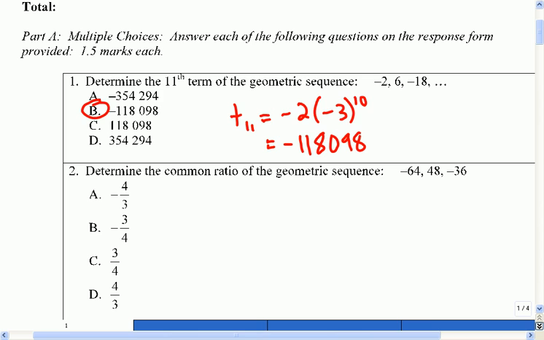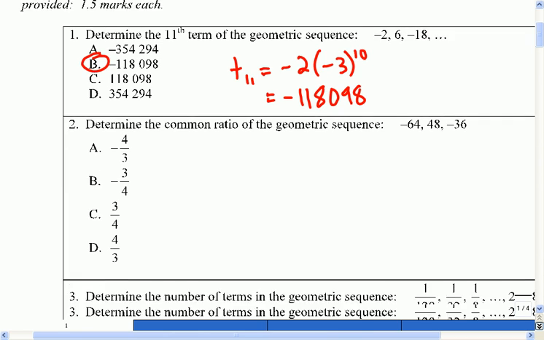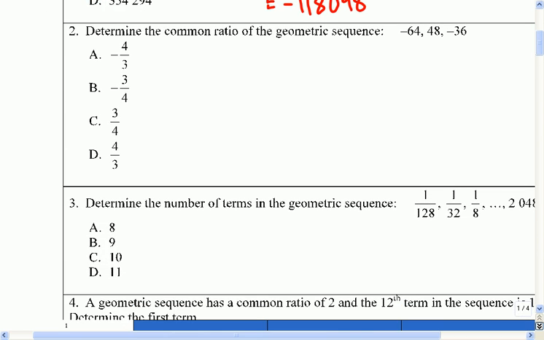Okay, so I think I had it in the calculator wrong the first time. Common ratio, you can take any term divided by the previous. So for example, negative 36 over 48 works just fine. That's like negative 3/4. So the answer should be B.